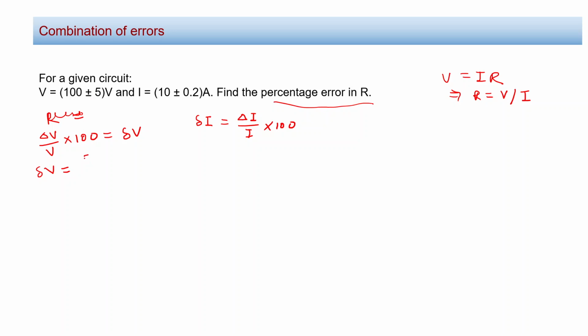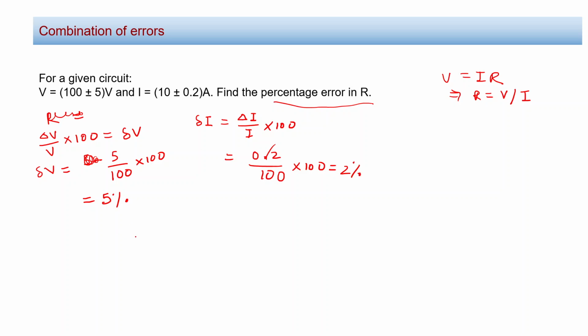So the percentage error in voltage: what is this delta V? Delta V is already the error, so it will be the error divided by the actual value into 100. So the percentage error in voltage is 5%. The percentage error in current will be 0.2 divided by 10 times 100, so this will be 2%.